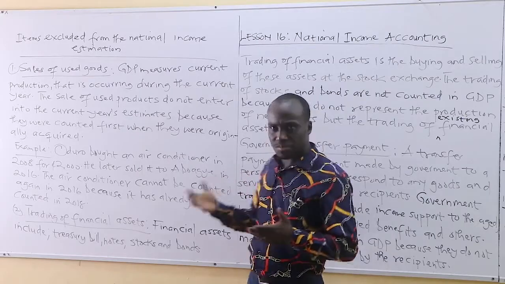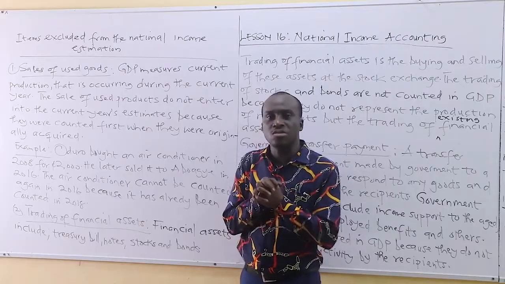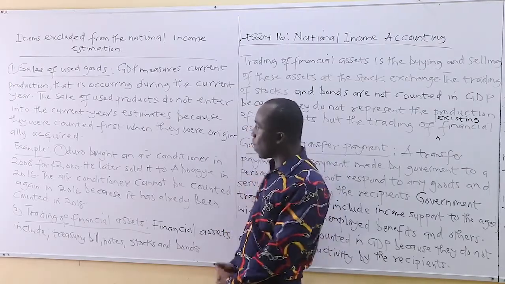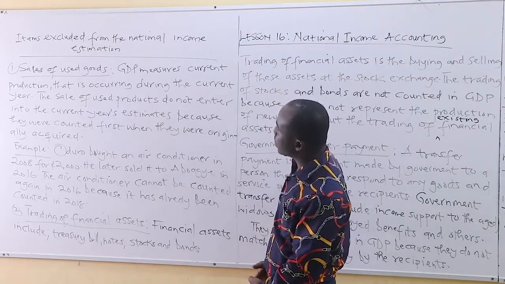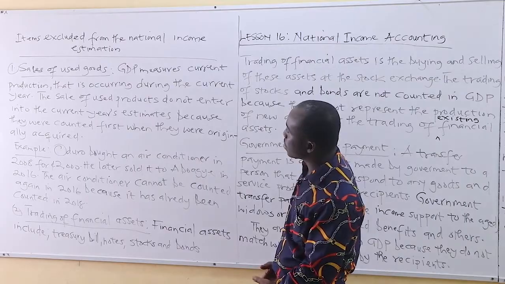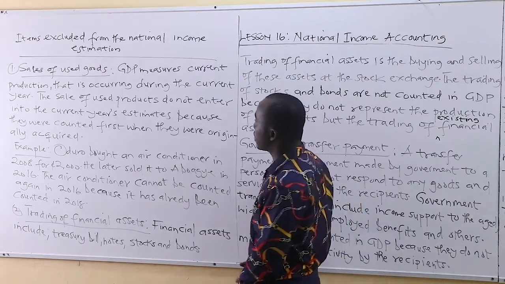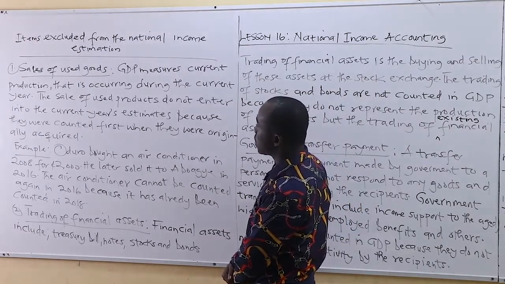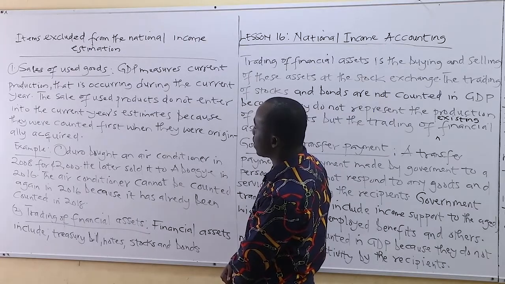Items excluded from national income estimation. When you are doing national income estimation, there are some items that when you see them, you don't add them to the calculation. Why? Let's see. One is the sale of used goods. GDP measures current production that is occurring during the current year. The sale of used products does not enter into the current year's estimation because they were counted first when they were originally acquired.